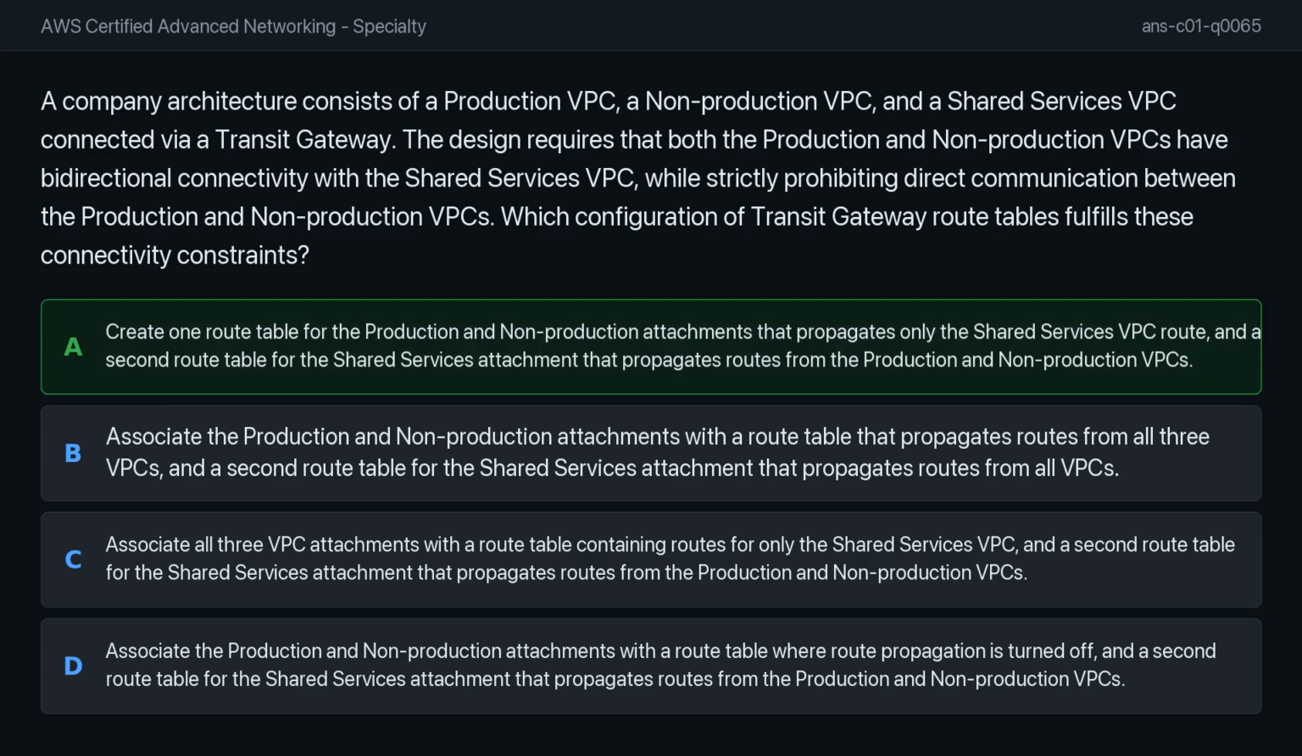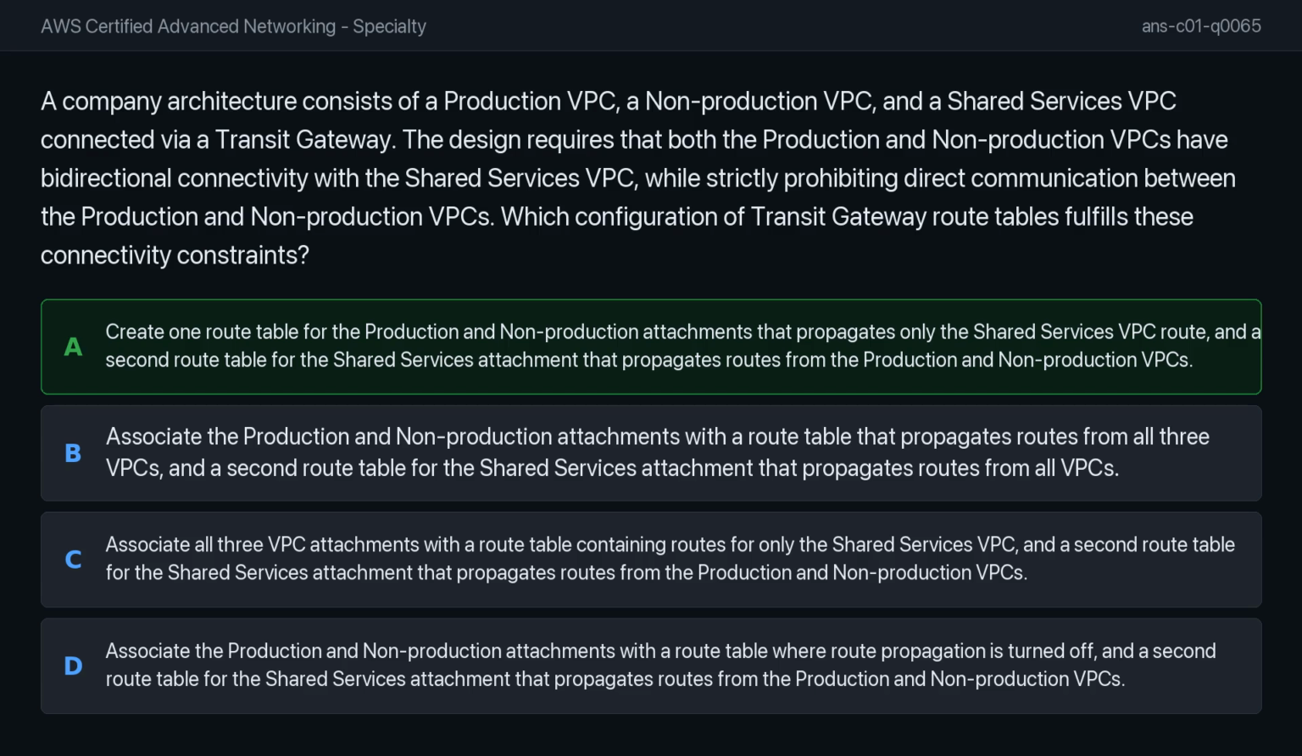I believe the correct answer is option A. By using two separate transit gateway route tables, we create the necessary segmentation. The first route table is associated with both the production and non-production VPCs, and it only propagates the shared services VPC route. Because neither the production nor non-production VPCs propagate their own routes into this specific table, they lack the path to communicate with each other, fulfilling the isolation requirement.